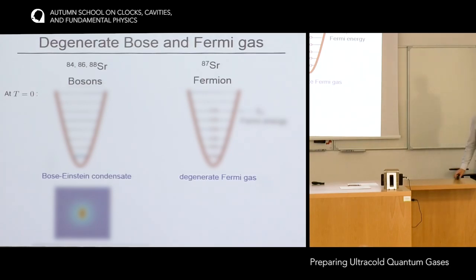Yes? When you have this Fermi condensation, is it possible to get lower temperature to Fermi temperature, let's say below 0.1?